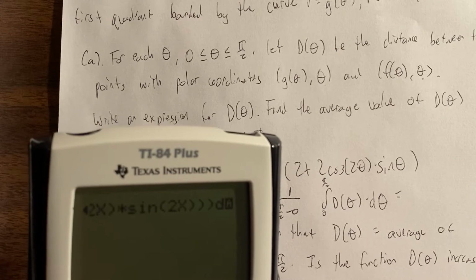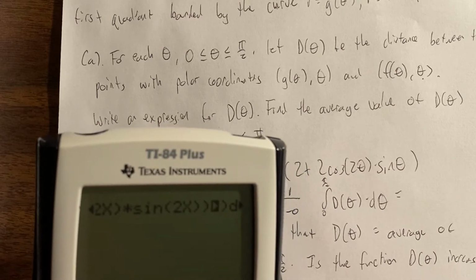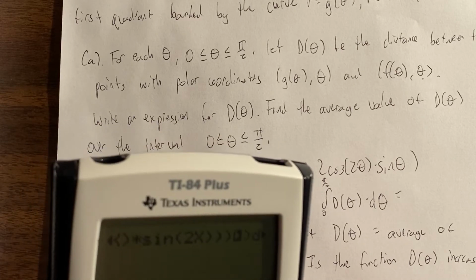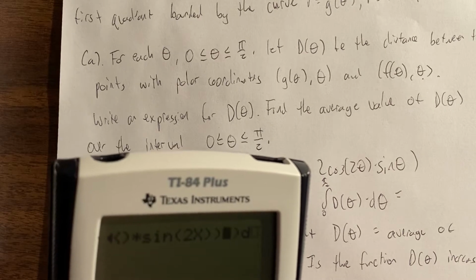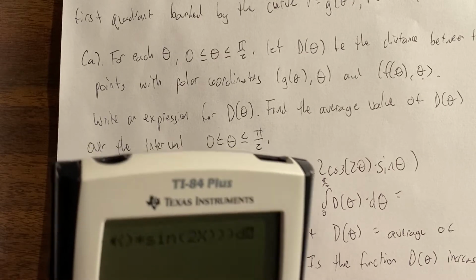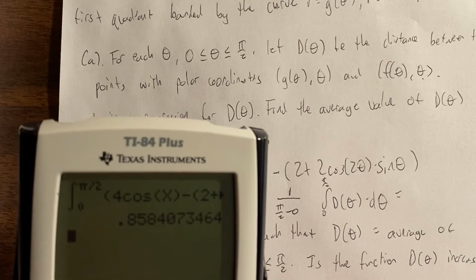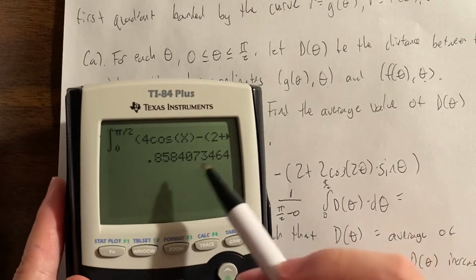So this seems to be what I want to type in. Maybe I need an extra parenthesis. Maybe I have too many parentheses now. Why do I have 4? So let's delete one. Then we're going to have x. And then we're going to see what this value is. And it looks like it's 0.858.